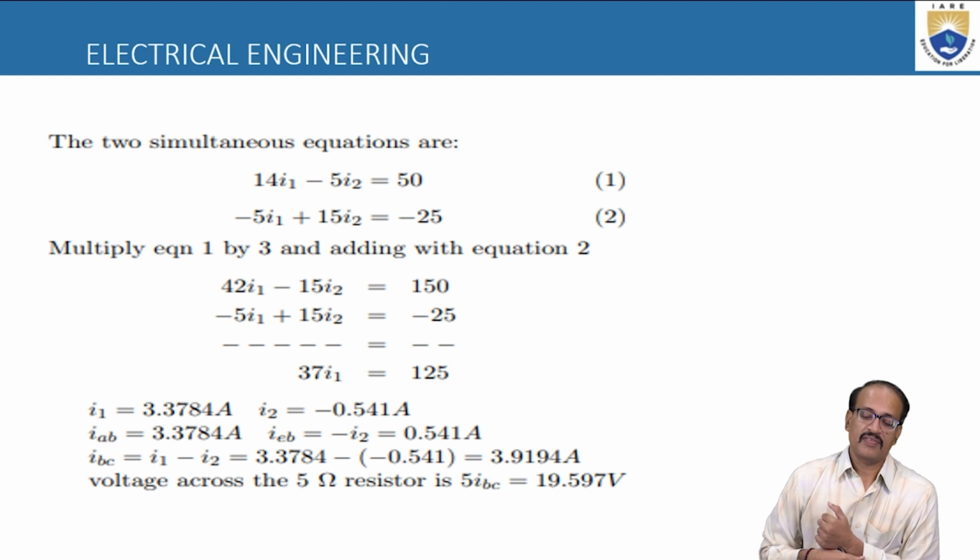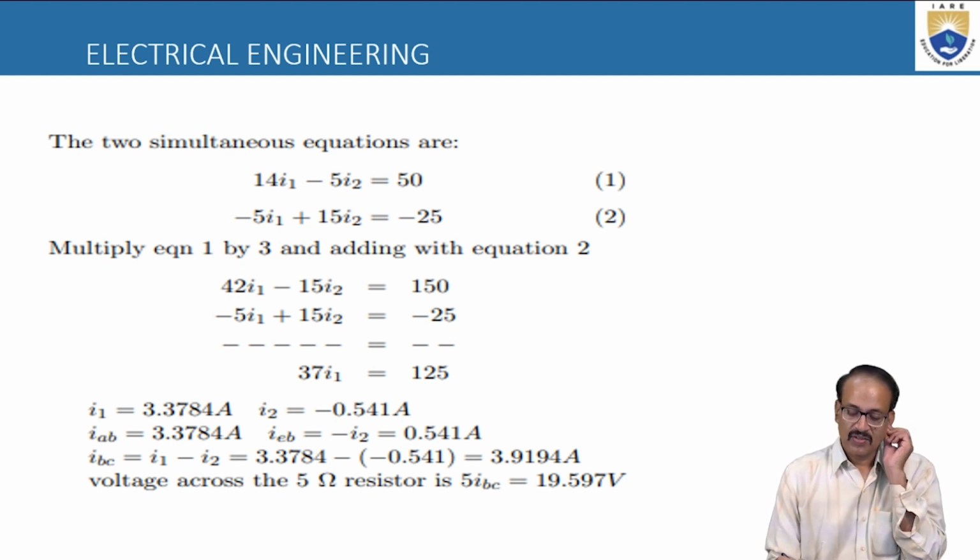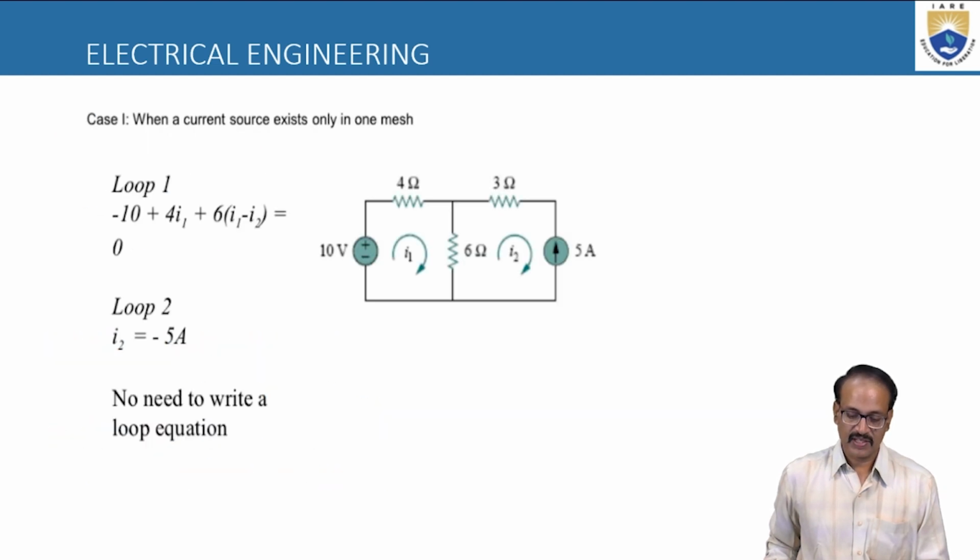Now I got the value of I1. I1 is equal to 125 by 37, that is equal to 3.37 amperes. I will substitute this I1 value in one of these equations and find the value of I2. I will get the I2 value as minus 0.541. So this is how we find the I1 and I2 values.